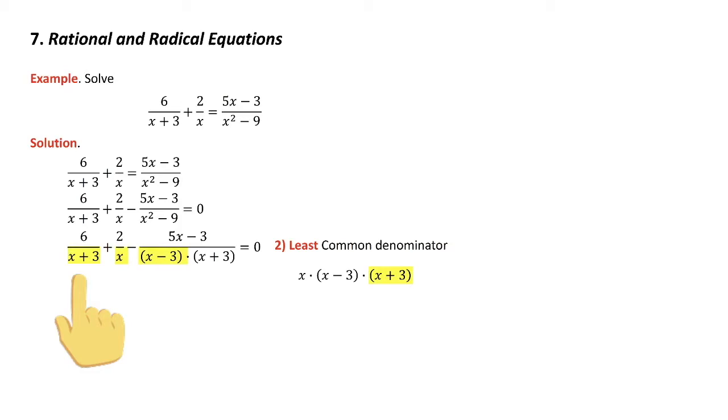Right, I get the x plus 3 from the first term. Right, that's for the first term. I get the x from there. And notice I get the x minus 3 from there. I already have the x plus 3, so I don't need to include it. Right? I just need all the terms represented. So that's my least common denominator.